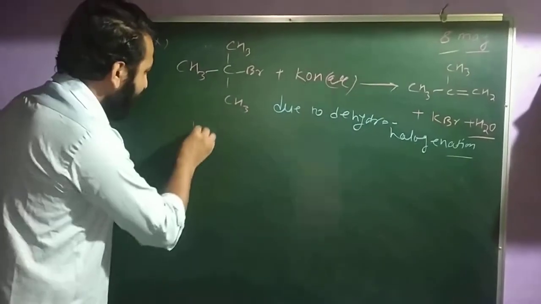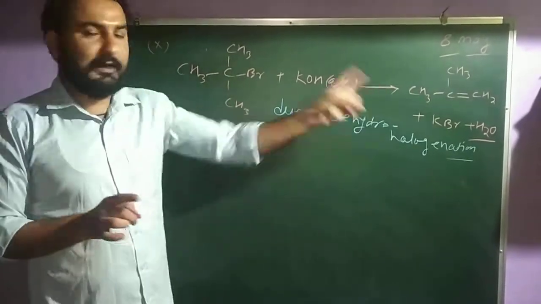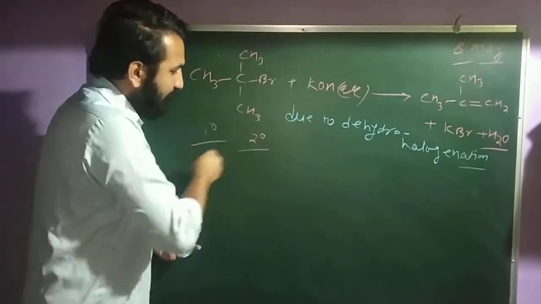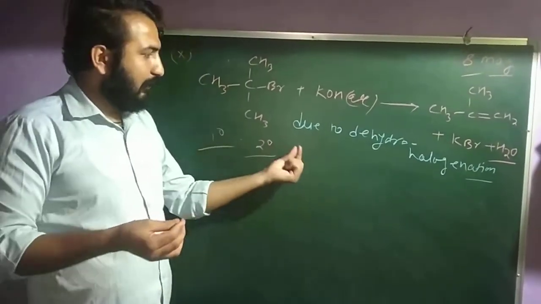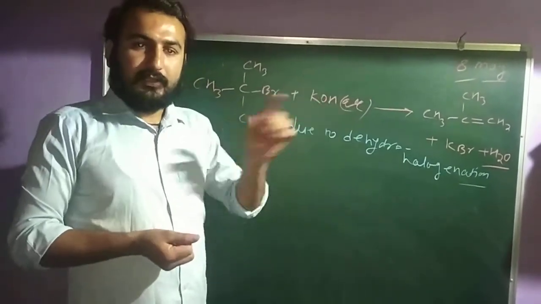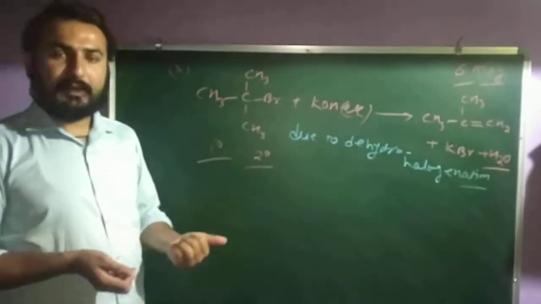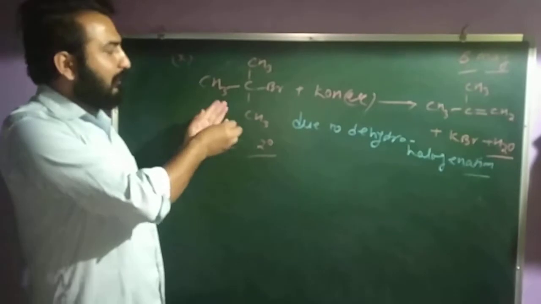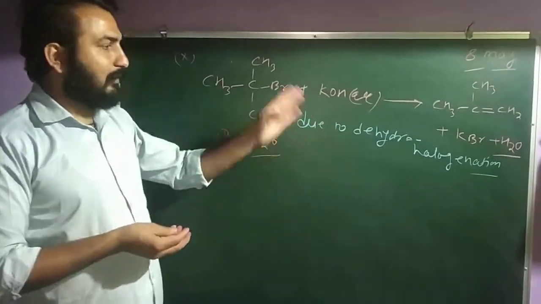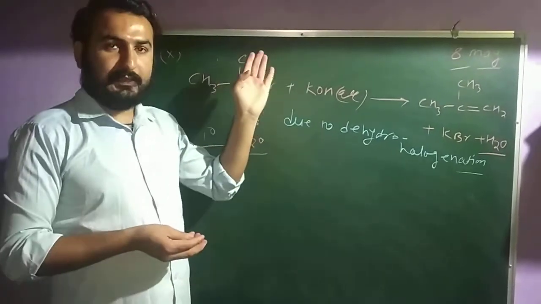The first degree haloalkanes give a very good yield of alcohol, as you see, and the second degree haloalkanes give a mixture of alkene and alcohol. Some part of alkene is also formed in the second degree haloalkanes. Clear? And the third degree haloalkane is not used to prepare alcohol. Clear? So this is the first method to prepare alcohol from haloalkanes.